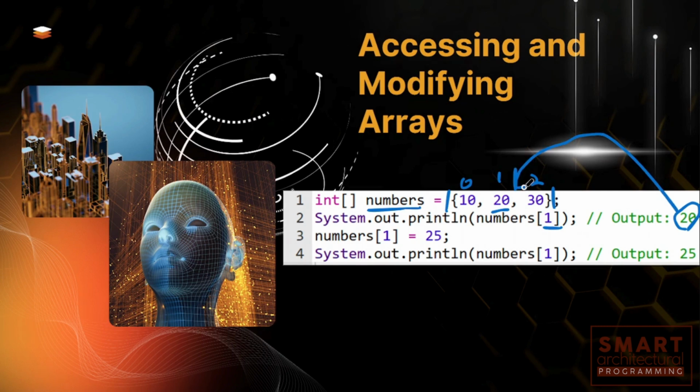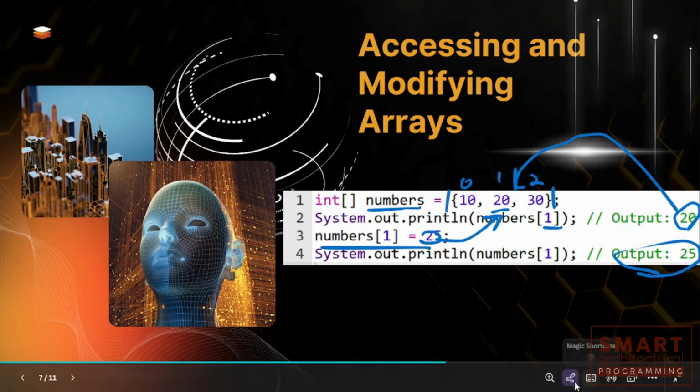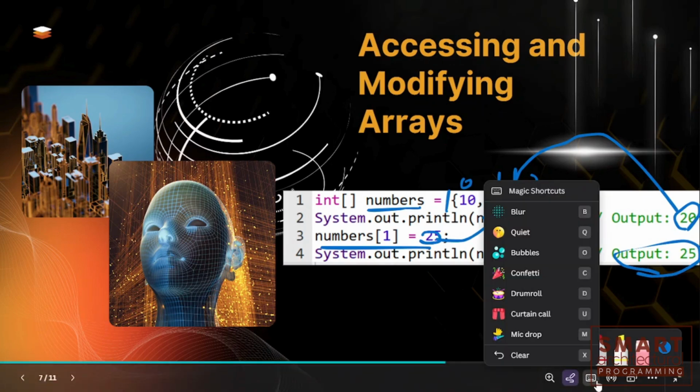At the same time, we have numbers[1] equal to 25. We're trying to reassign the value here, so using this line number 3, we're telling it to go to the element at index 1 and change its value to 25. And that's why when we print this after this reassignment, you'll find the output being 25 here. And that's basically how you use an array.